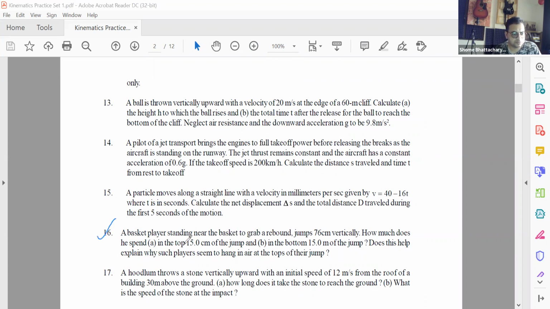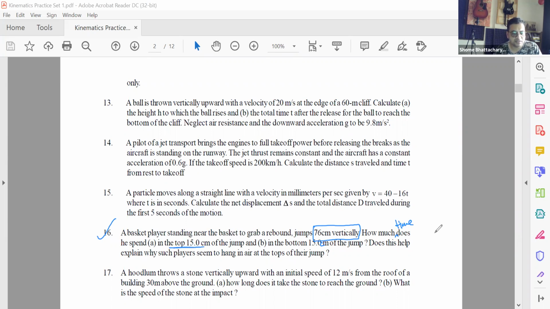A basketball player standing near the basket to grab a rebound jumps this much vertically. How much does he spend in the top 15 centimeters of the jump? In the bottom 15, this should be centimeters. So basically what they mean by how much does he spend is how much time does he spend in the top 15 centimeters?